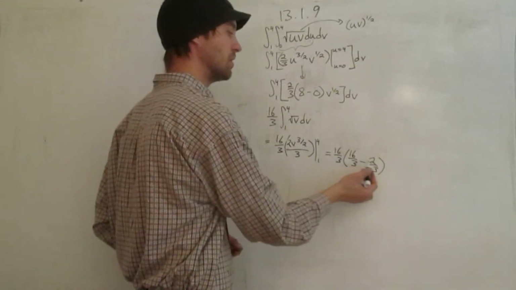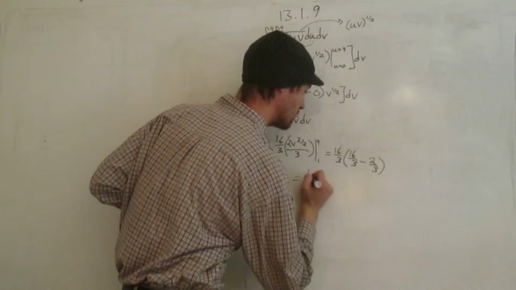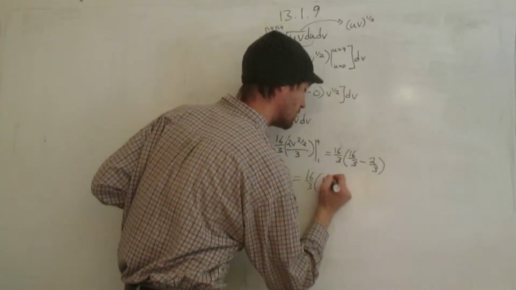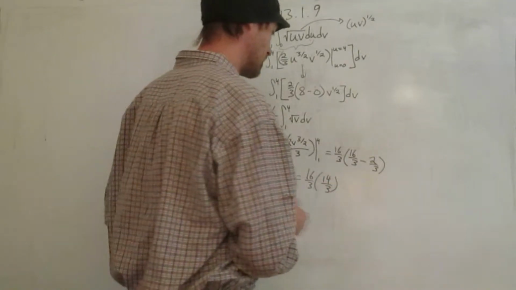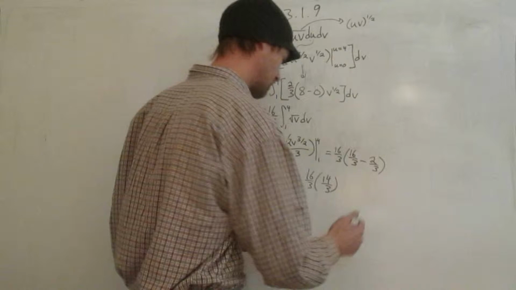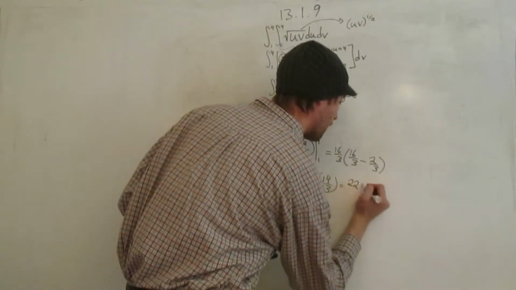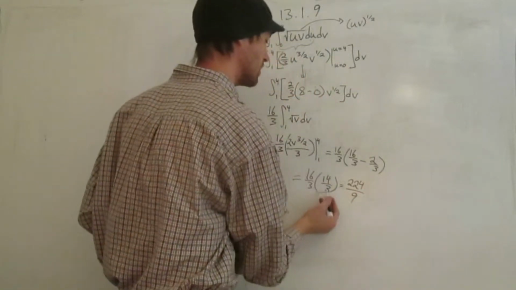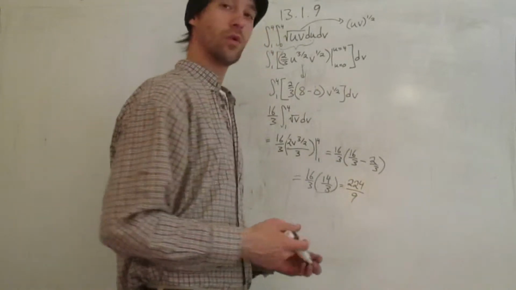And this is going to be 14 thirds. So our answer turns out to be 16 thirds times 14 thirds. This is going to be equal to 224 over 9. So the 3 times 3 multiplies, and the denominator becomes 9, and the numerator becomes 224 over 9.